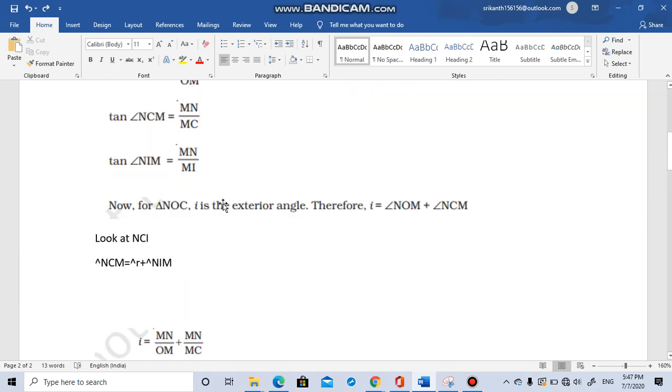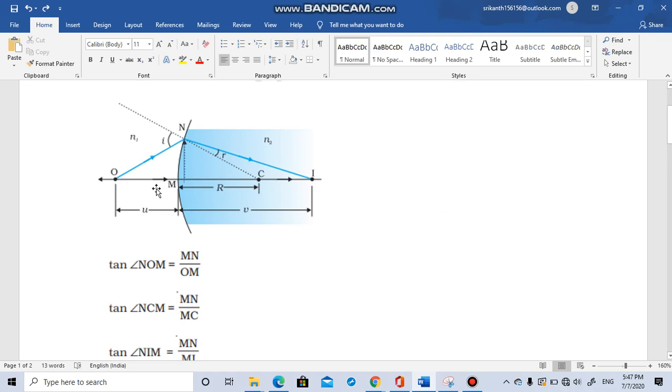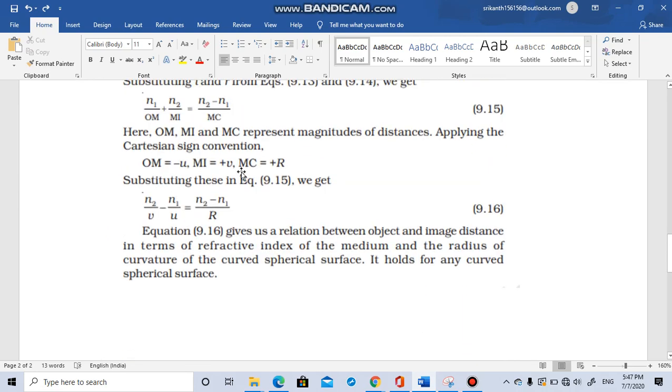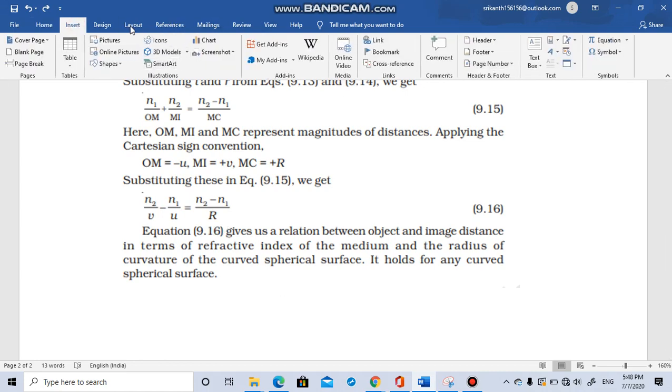But if you see, OM is the object distance, which is U. So the rays are coming like this and you're going against, so U value is negative. V value will be positive. MI is V. You are in the direction of the rays, so V is positive and R is positive. Once you substitute all these values, you understand the reason why I have taken MI and MC as positive values, because they are in the direction of the rays, whereas OM is against the direction of the rays. So finally you get this equation, N2 by V minus N1 by U is equal to N2 minus N1 by R.